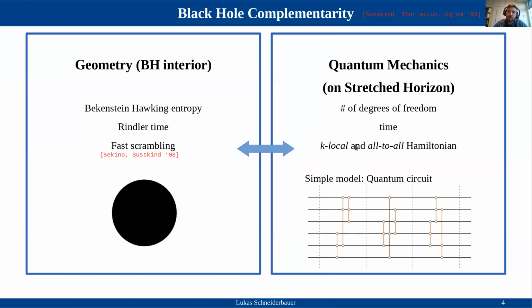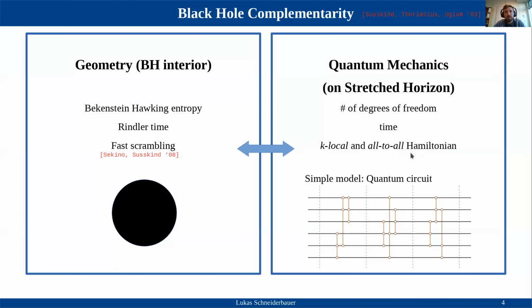But by k-locality we mean that the Hamiltonian acts with gates that involve k degrees of freedom at the same time. They don't have to be necessarily next to each other. They can also be somewhere else, but they should do it in this way. And all-to-all means that the Hamiltonian in one time step should involve all the degrees of freedom on this quantum circuit. Okay, so this is going to be the minimal model which we're going to have in mind for our quantum mechanical system on the stretched horizon.